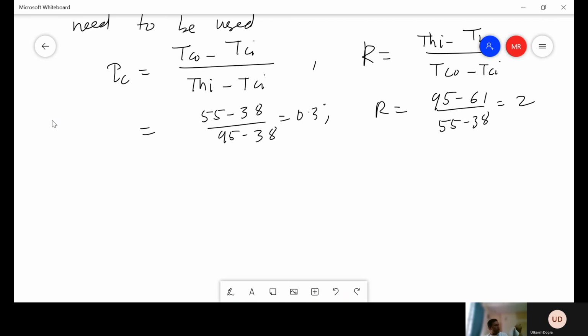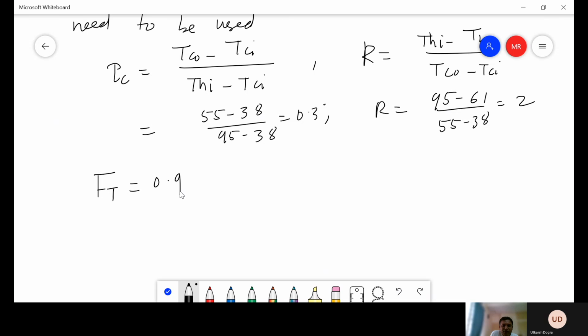Depending on whether you are looking at a 1-2 shell and tube heat exchanger or a 2-4 shell and tube heat exchanger, there are different tables. So from τC and R, we can identify the F factor. Also, an analytical expression I have given in the slides. From that we can find out the FT factor, and if you look at the table or the analytical expression, the FT factor in this case comes out to be 0.9.